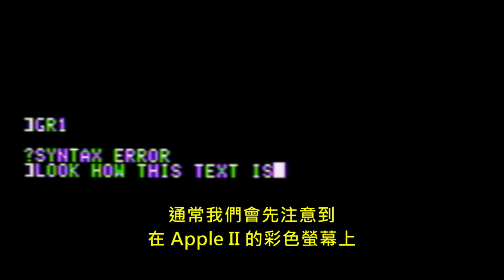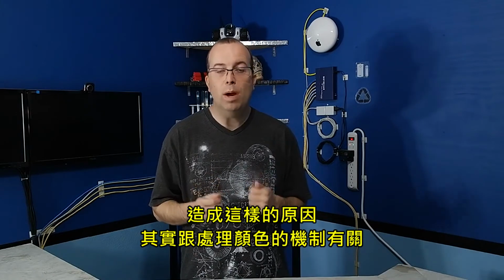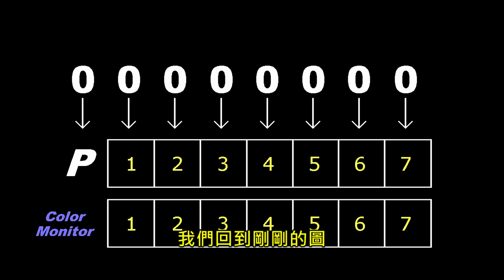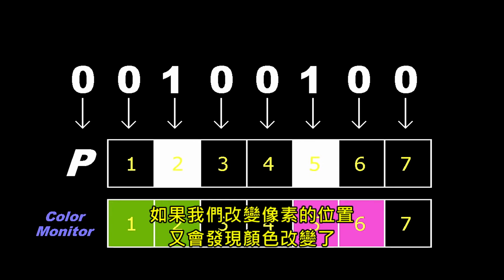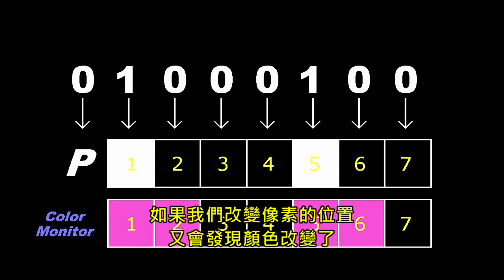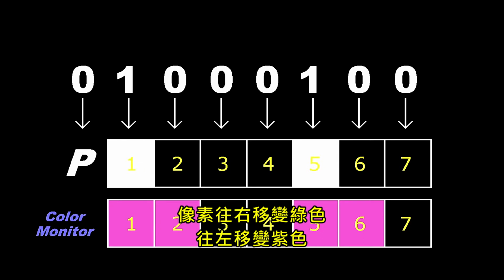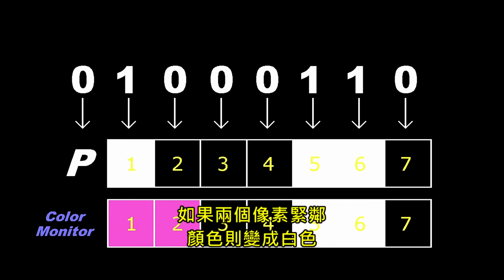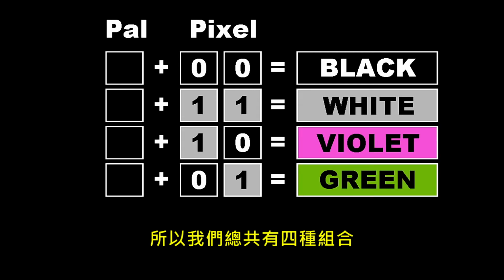One of the first things you might notice when looking at an Apple II on a color monitor is that the text often looks rainbow colored. Now, there's actually a reason for this, and it has to do with the way the machine produces color. So let's go back to our pixel diagram. If you turn on some bits, you'll end up with colors. And you change the color by moving the location of the pixel like this. If you move the pixel to one side, you get green, and on the other side, you get violet. Now, if you put 2 pixels next to each other, you get white. So that gives you 4 possible colors.